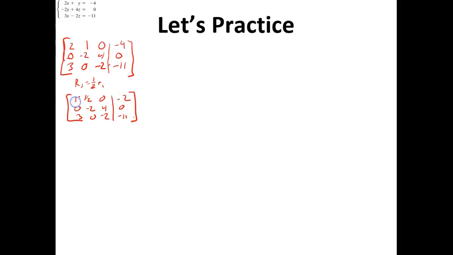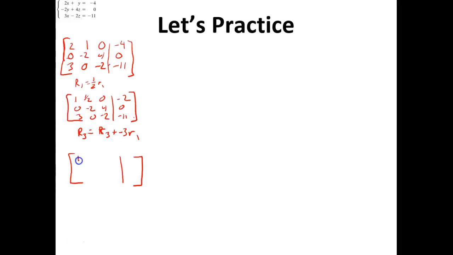Well, now what do I want to do? I got this a 1. Now I want to focus on getting zeros below this. To get a 0 below this, this right here would have to be a 0. In order to do that, this is row 3, so I'm going to take row 3, and I'm going to replace it by row 3 plus a -3 times row 1. Because if I take this times -3, add it on to this, I'll get a 0 there, and that's what I'm shooting for.